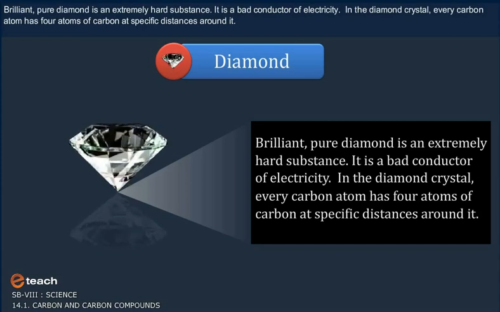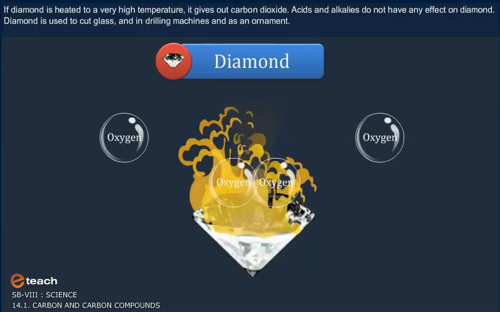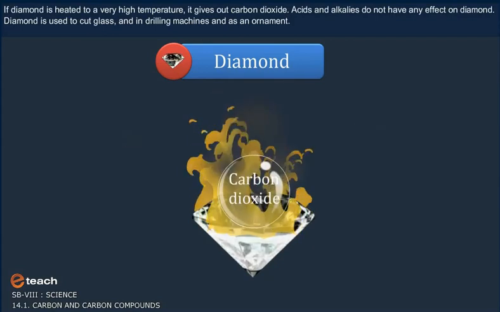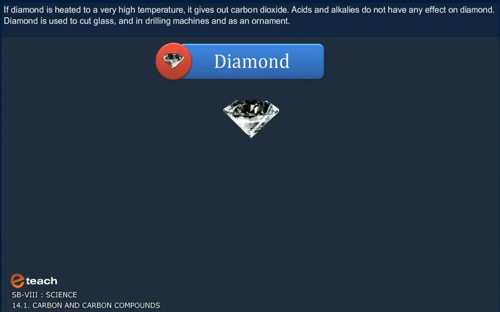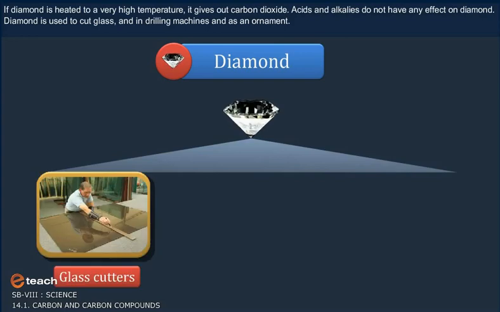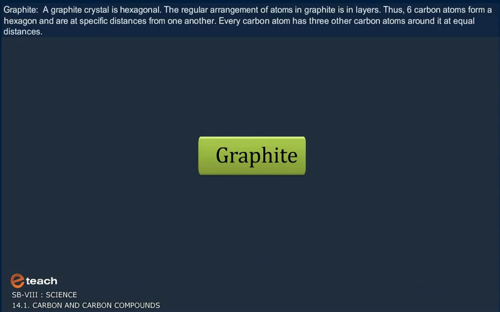In the diamond crystal, every carbon atom has 4 atoms of carbon at specific distances around it. If diamond is heated to a very high temperature, it gives out carbon dioxide. Acids and alkalis do not have any effect on diamond. Diamond is used to cut glass, in drilling machines, and as an ornament.